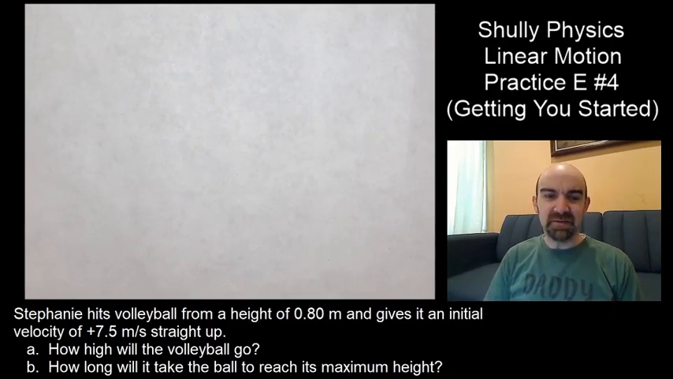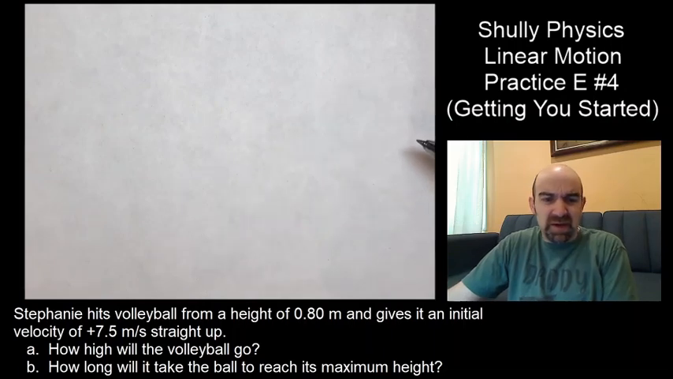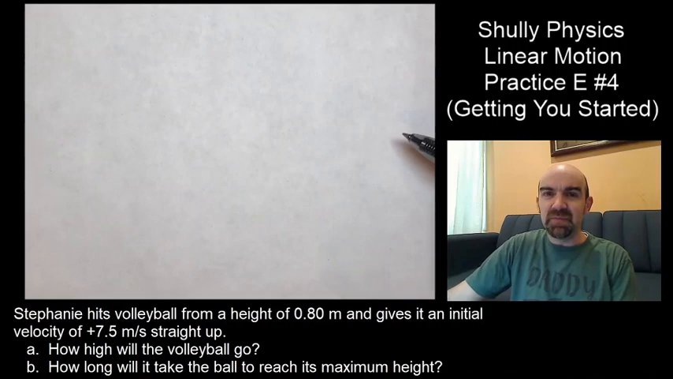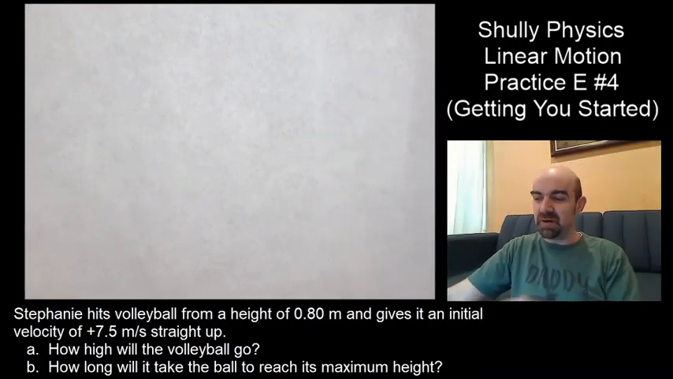Hi, this is Shully Physics getting you started on linear motion practice E number 4. Got Stephanie hitting a volleyball from a height of 0.8 meters, and she gives it an initial speed of 7.5 meters per second straight up. So we're trying to find how high the volleyball will go and how long it will take to reach its maximum height. You see how it's really pointing to the top point? Like how high does that ball go?